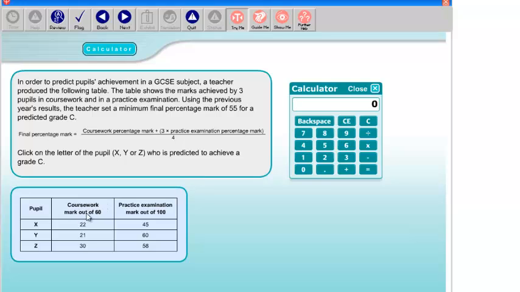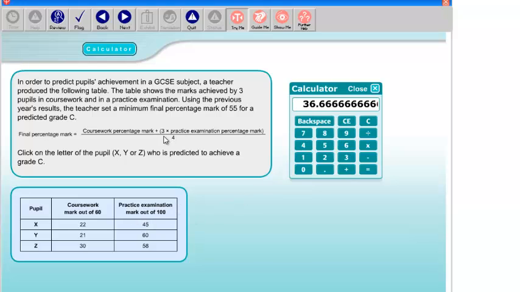So coursework, and the mark is out of 60. If we look at this formula here, it says coursework percentage mark. So the first thing we need to do, if we're going to look at pupil X, is to convert this score of 22 out of 60 to a percent. I think you know how to do that by now. It's 22 divided by 60 gives us the proportion as a decimal, and then we multiply the decimal by 100 to get the percent. So that's 36.6666. We'll remember that for now.